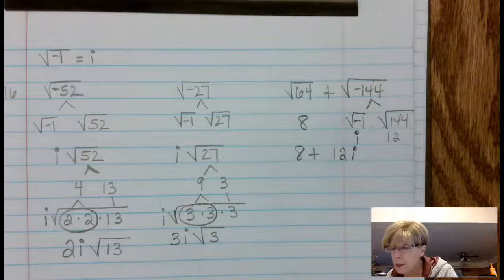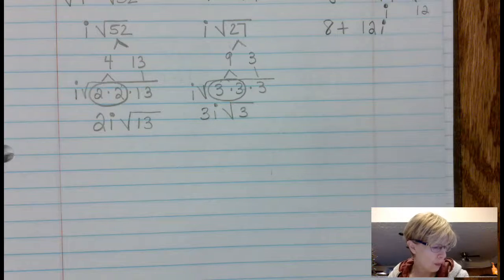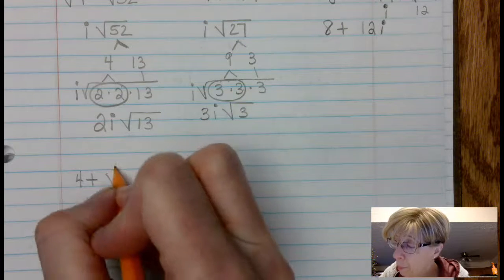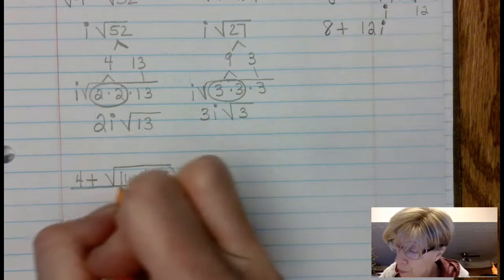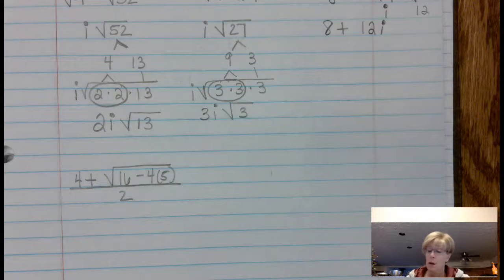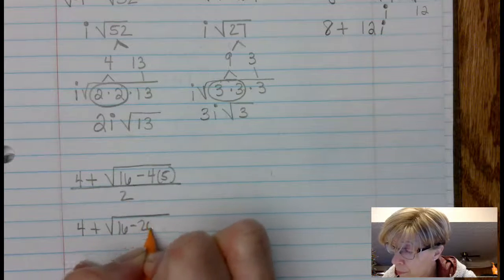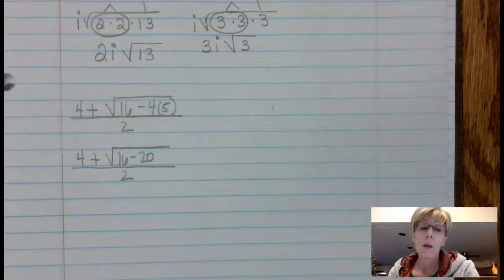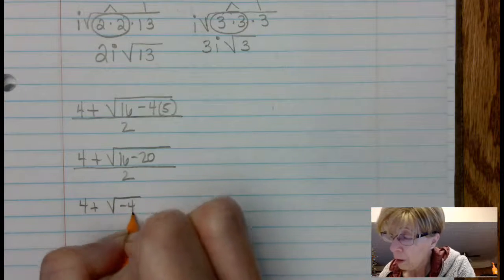There's one more problem on slide 20 that says simplify. And as we take a look at this one, we get 4 plus the square root of 16 minus 20, all divided by 2. Well, 16 minus 20 is -4.